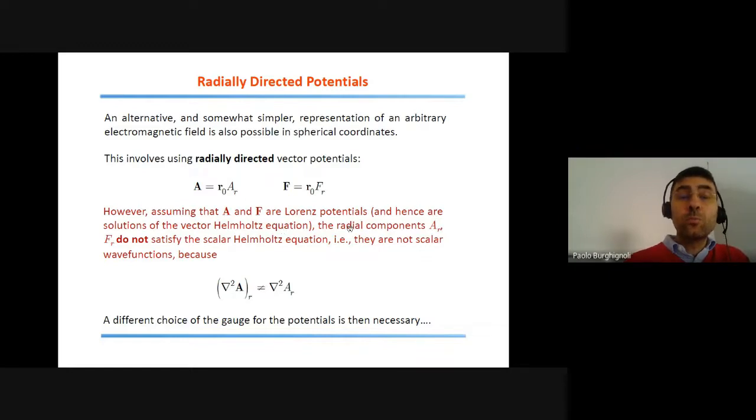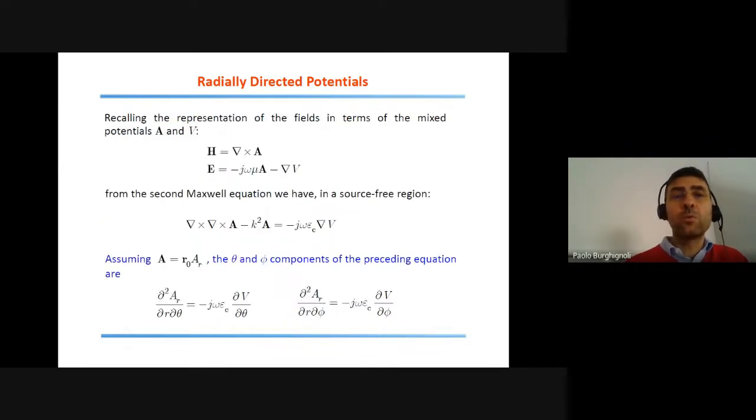In order to make use of what we have found for the scalar wave functions, we should use a different gauge. That is, we do not use the Lorentz gauge, but we do something different. So we start from the representation of the electromagnetic field in terms of mixed potentials, that is, in terms of both a vector potential A and a scalar potential V.